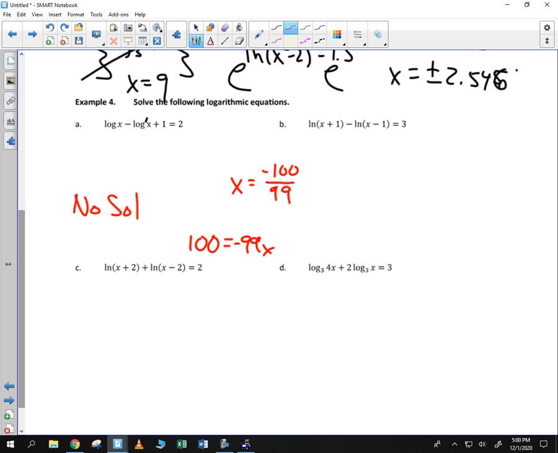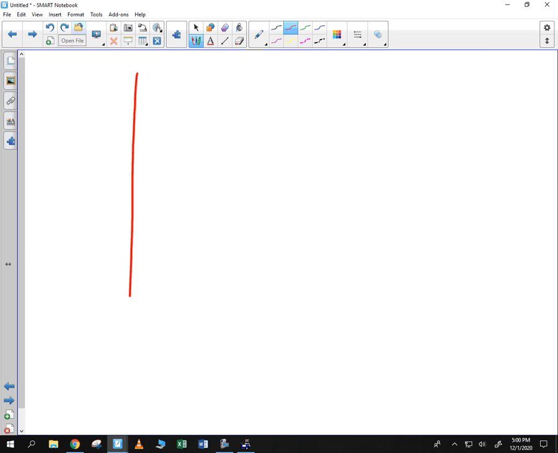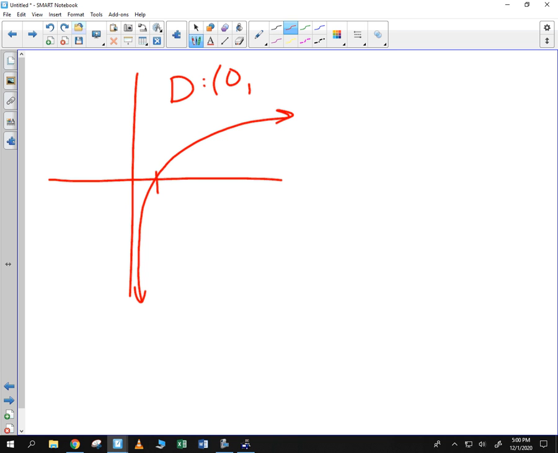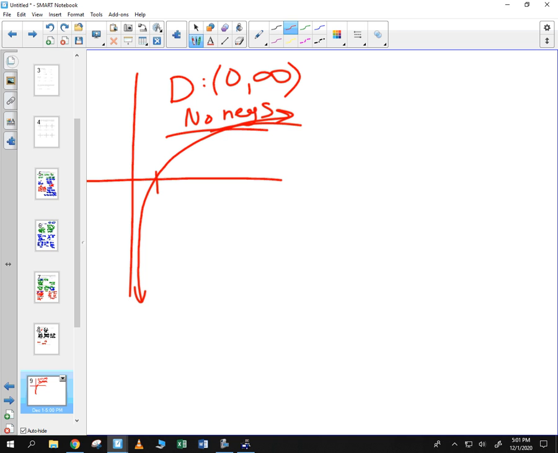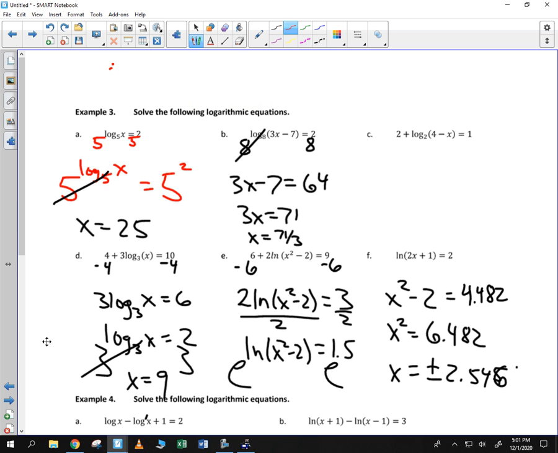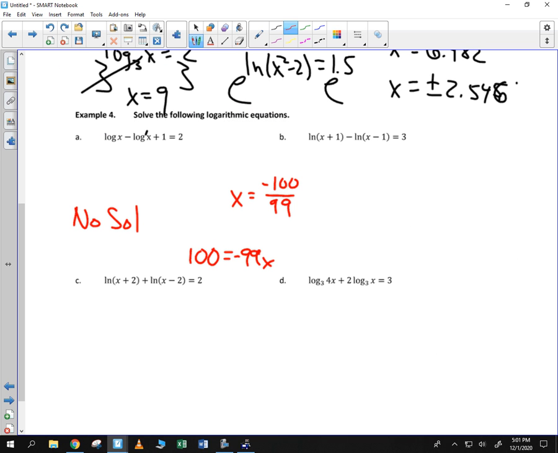Well, if you think of the graph of a logarithm from your previous assignment, you all know that the graph of a logarithm looks like that. So that means that the domain is from 0 to infinity, or in other words, no negatives, right? No negatives. Well, let's see what happens here. If you put in negative 100 over 99 into that, you end up taking the logarithm of a negative. And if you put it into here and add 1, it's still the logarithm of a negative. So in this situation, there is no solution.